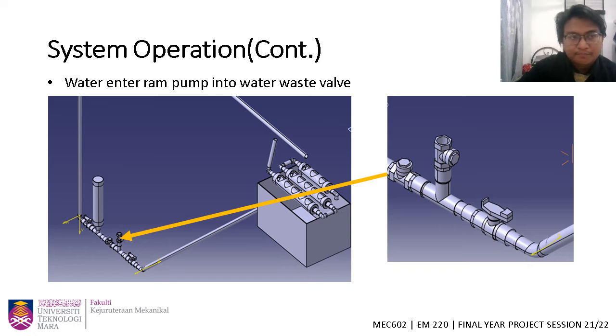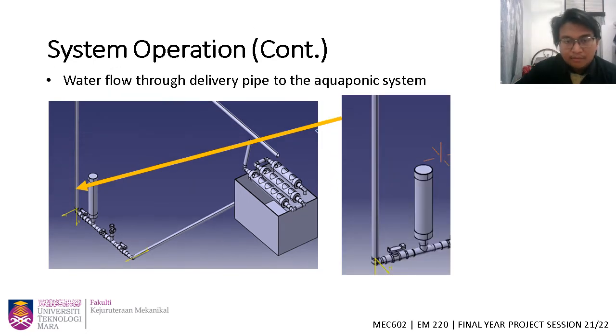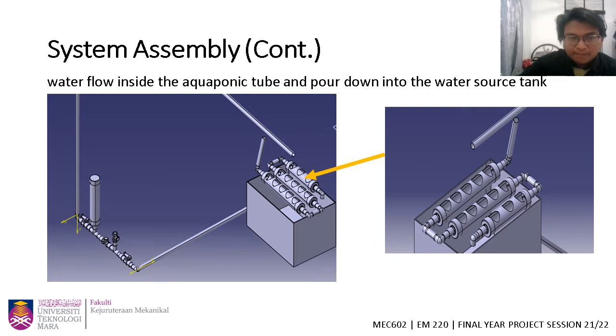air pressure chamber. Next, the air pressure chamber is able to compress air, which allows water to flow into the delivery pipe when the delivery valve is open, and then the water flows inside the delivery pipes to the aquaponic system. Finally, the water flows inside the aquaponic tube and pours down into the water source tank, and the water is cycled back to the ram pump.